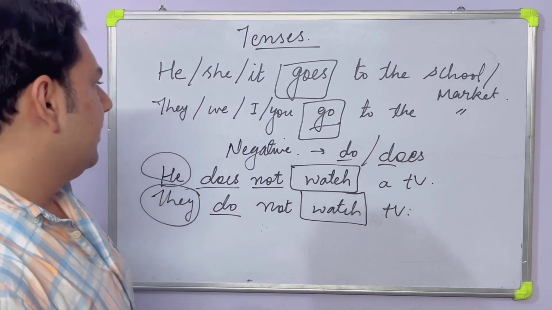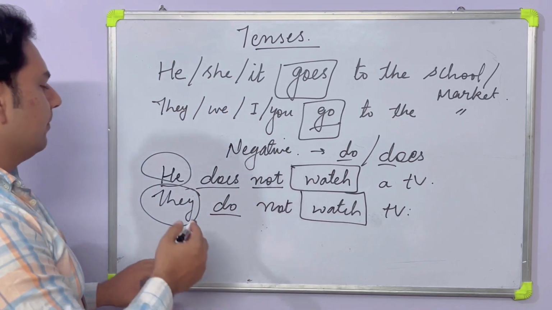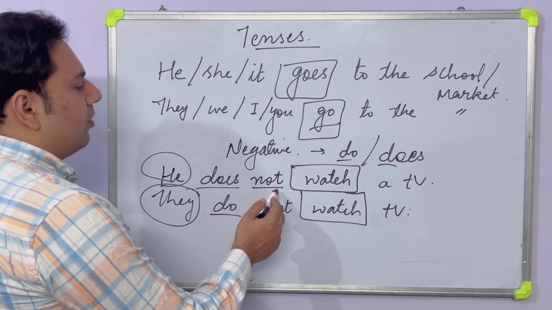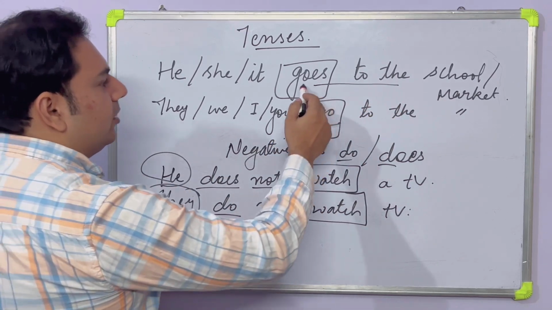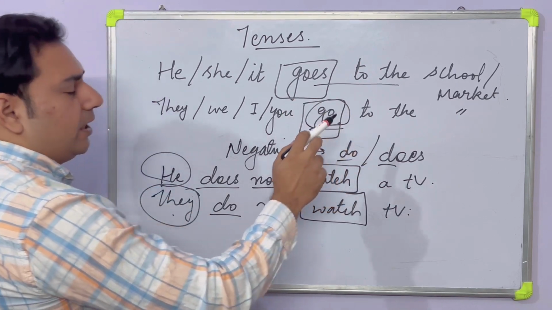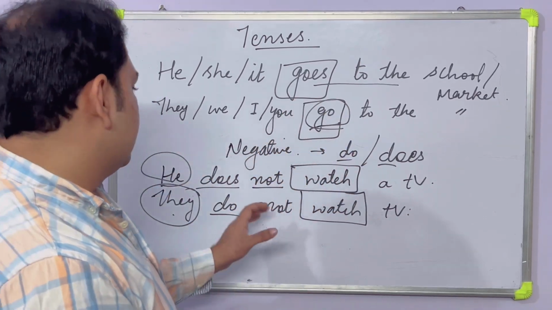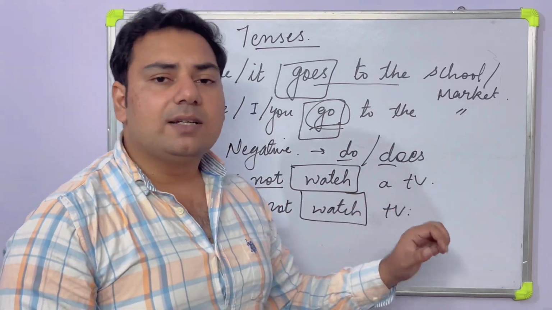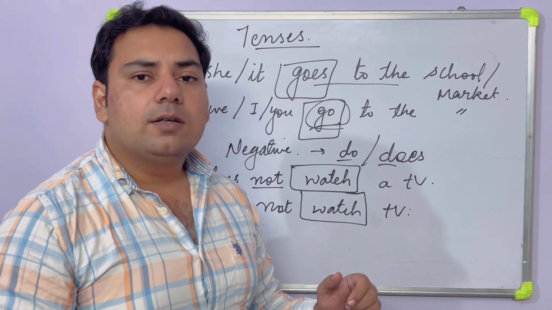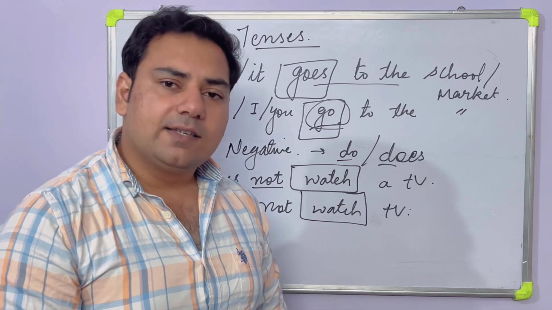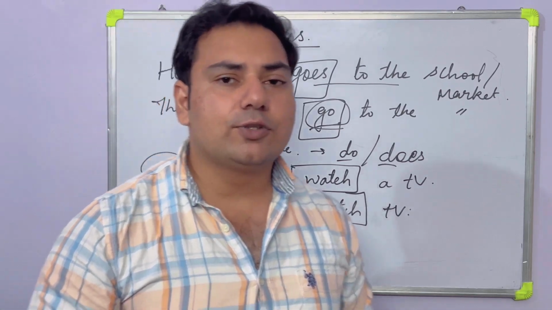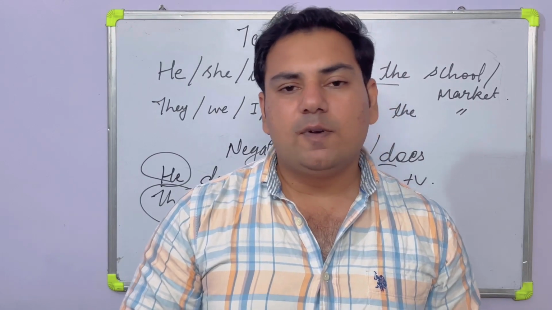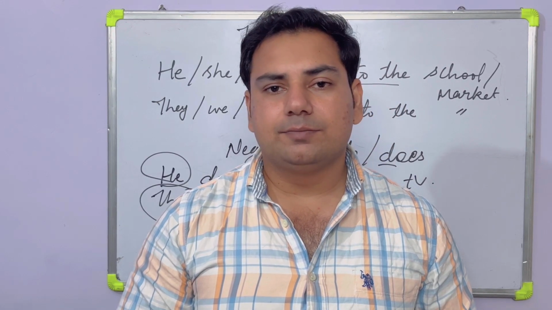A few more examples will remain the same like that. He does not go to the school. They do not go to the school. Goes will not be there. In the same way, he does not eat his food. They do not eat their food. I hope that you have understood the concept as well. Now we will move to the interrogative part.